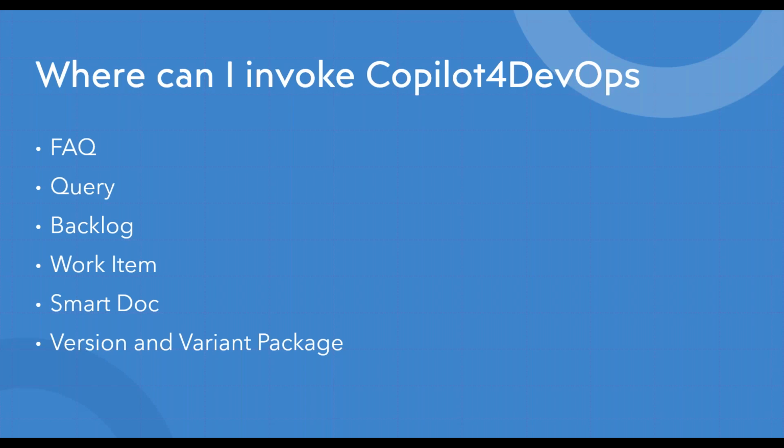Now, Copilot for DevOps can be invoked from FAQ, from query, from backlog, from the work item itself, from any individual work item, from a smart doc, as well as from version and variant management. And so you can invoke it from many places.